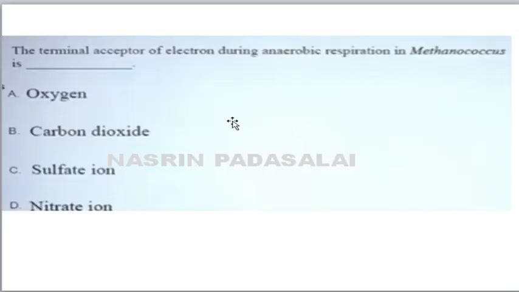Next, the terminal acceptor of electrons during anaerobic respiration in Methanococcus. So here they are speaking about anaerobic respiration. If it is aerobic respiration, then the terminal acceptor will be oxygen, whereas in anaerobic respiration, a substance other than oxygen will be employed. So that might be nitrate, sulfate, iron, CO2 or so on. So with respect to Methanococcus, carbon dioxide is employed as a terminal acceptor for electrons.